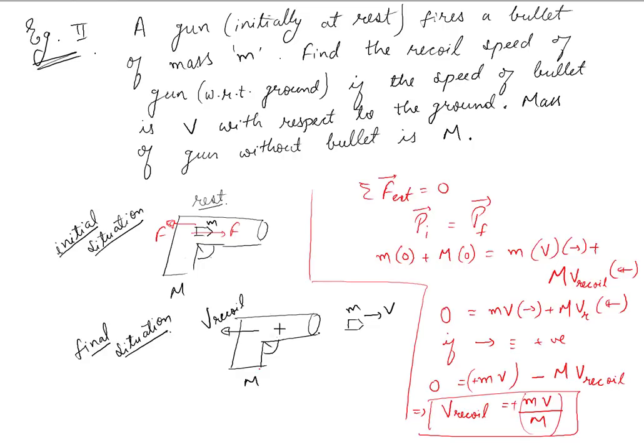So if a gun fires a bullet in this direction, it will recoil in the direction opposite to the direction of this bullet. I hope this video was helpful.